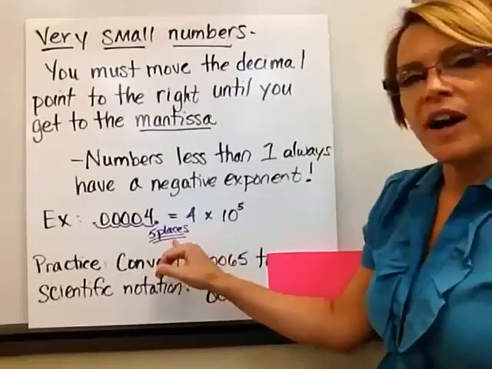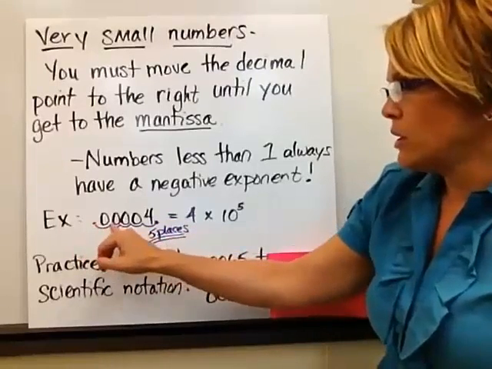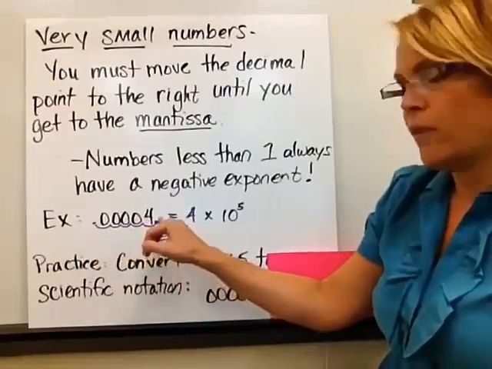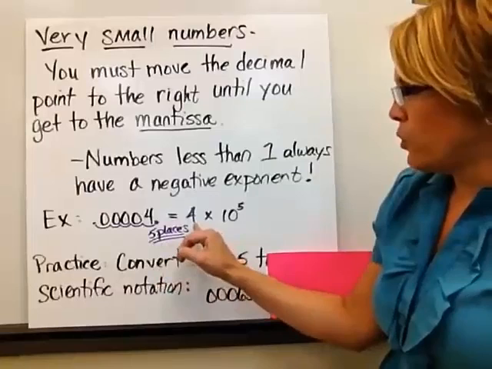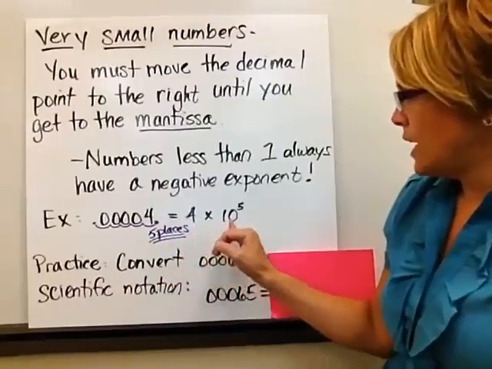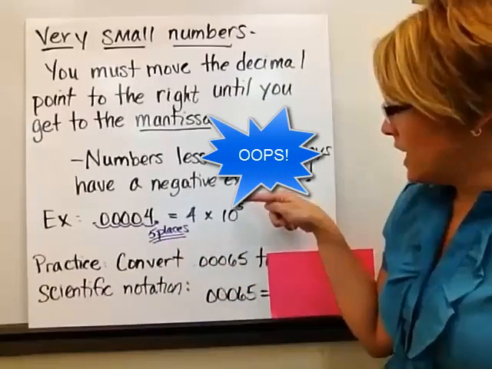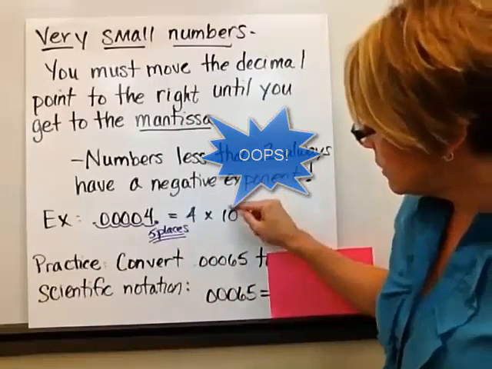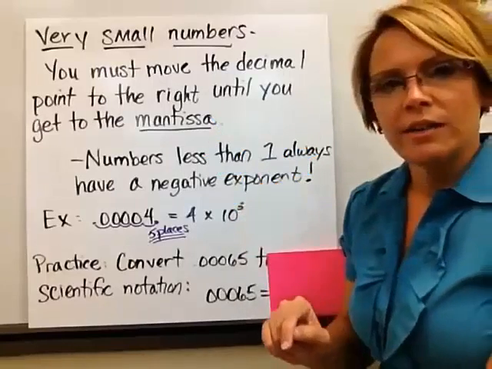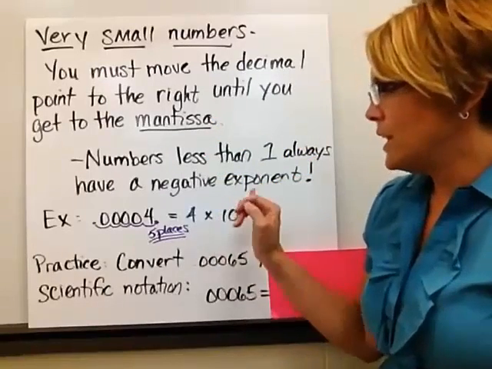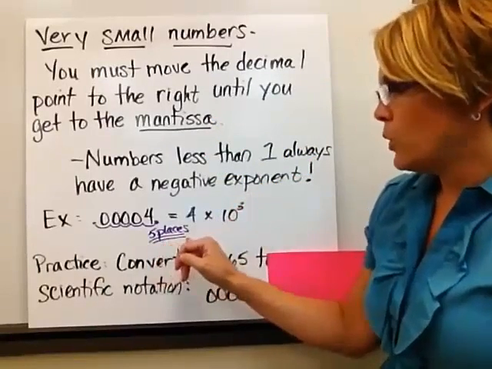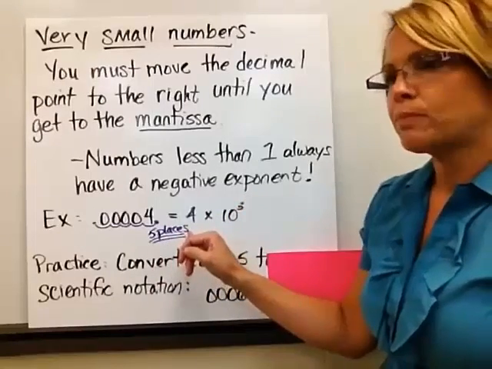It took 5 places. So we counted 1, 2, 3, 4, 5. And so we write 4 times 10. This should be a -5th. I didn't even write it in there. My mistake. But that should be a -5th because we went over 5 places.